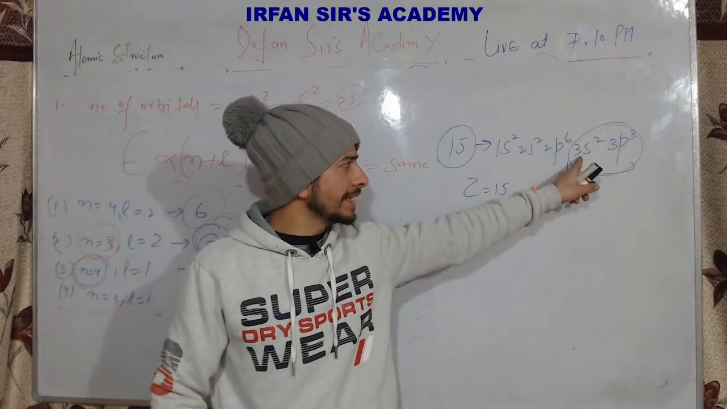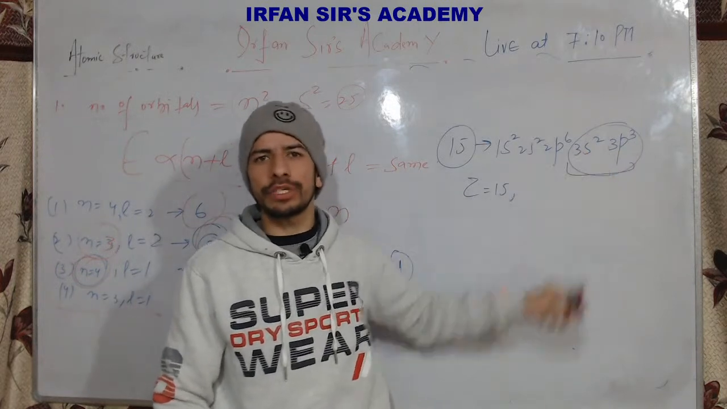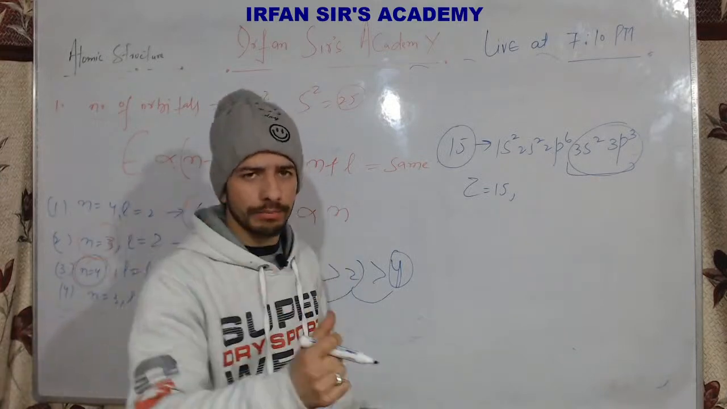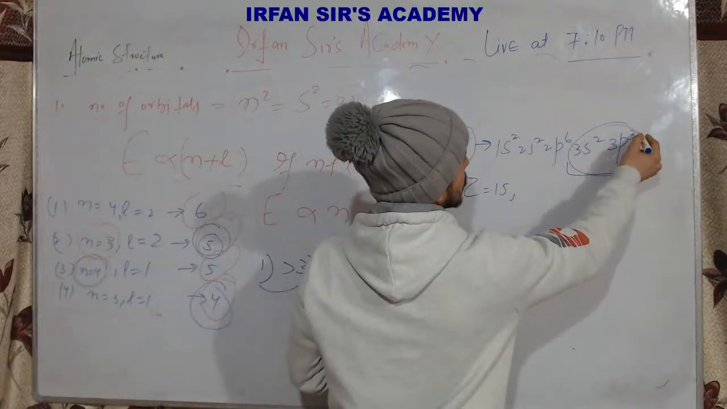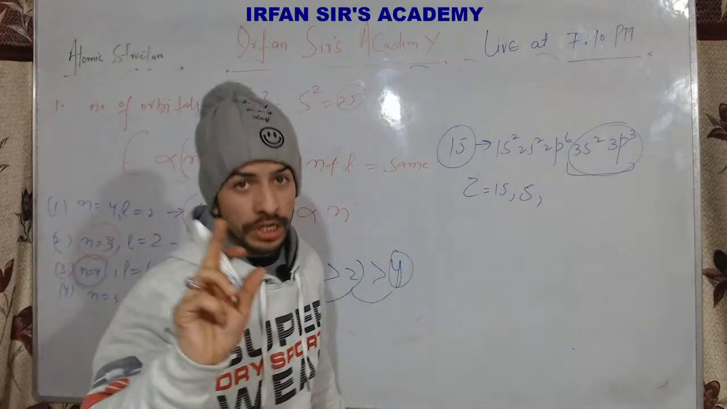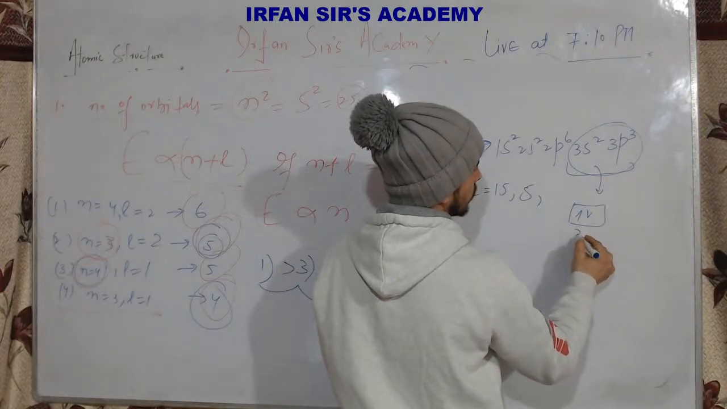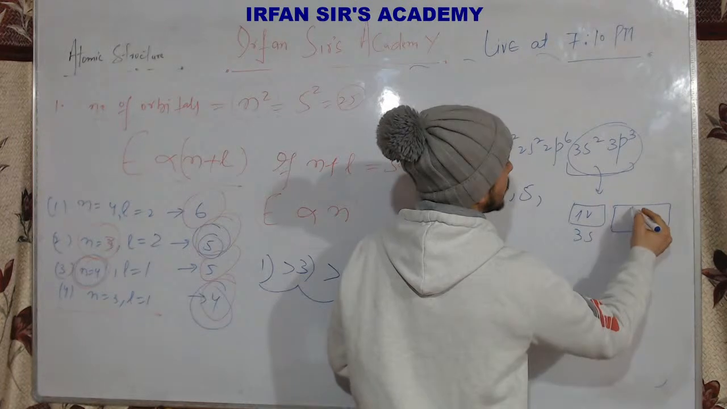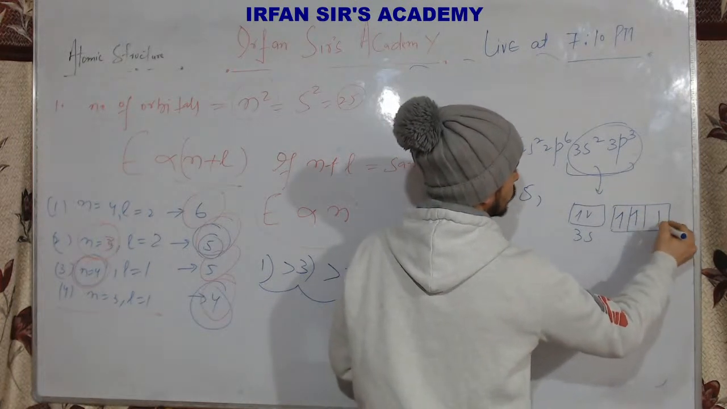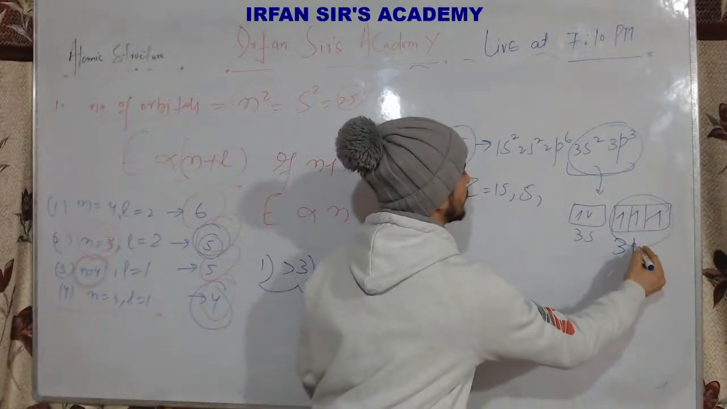If the value of n is 3, what does it mean? These two subshells lie in the same shell. The electrons in the outermost shell are called valence electrons: 3 plus 2 is 5 electrons. And what is the valency? The number of unpaired electrons. In 3s, 2 electrons. In 3p, how many electrons? 3 orbitals, so 3 electrons, 1, 2 and 3. How many are unpaired? 3 are unpaired. It means valency is 3.